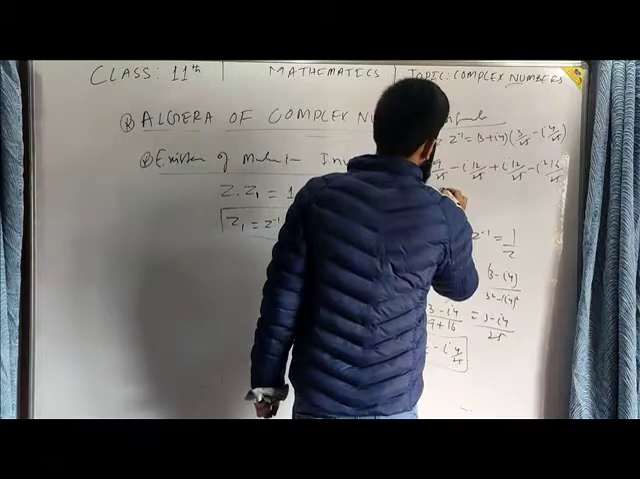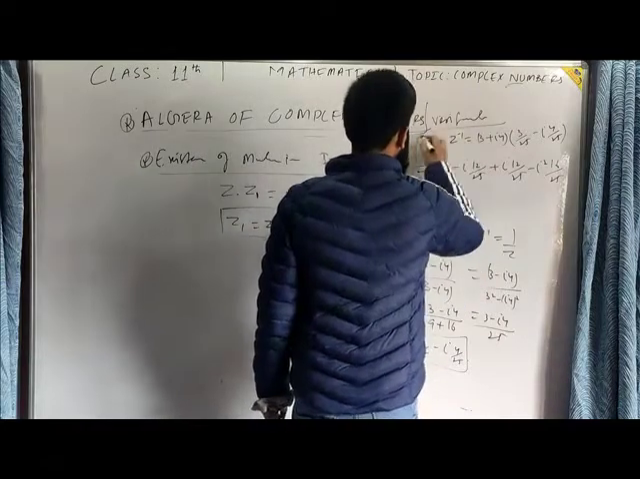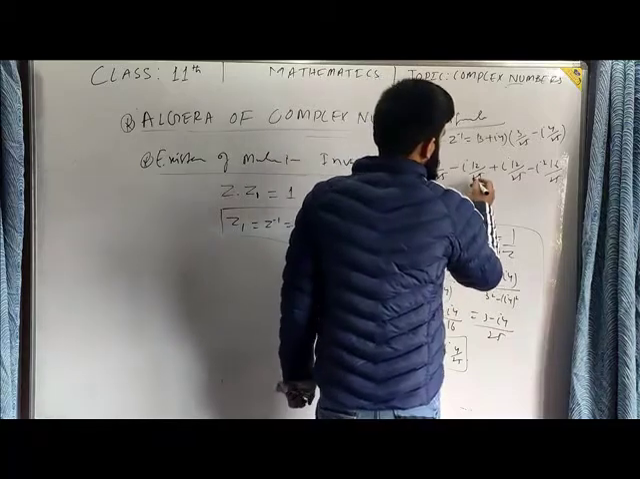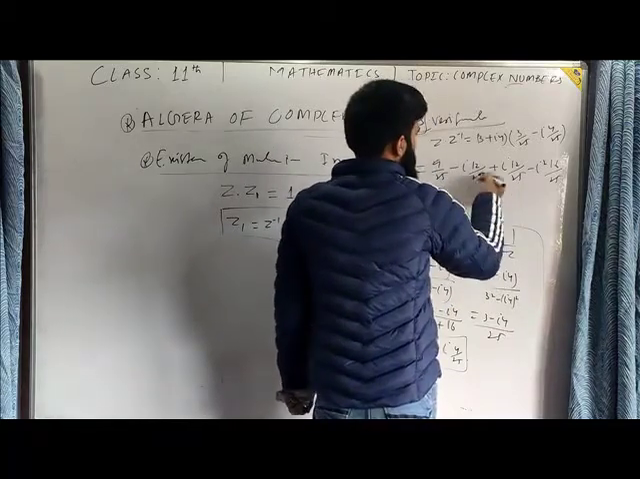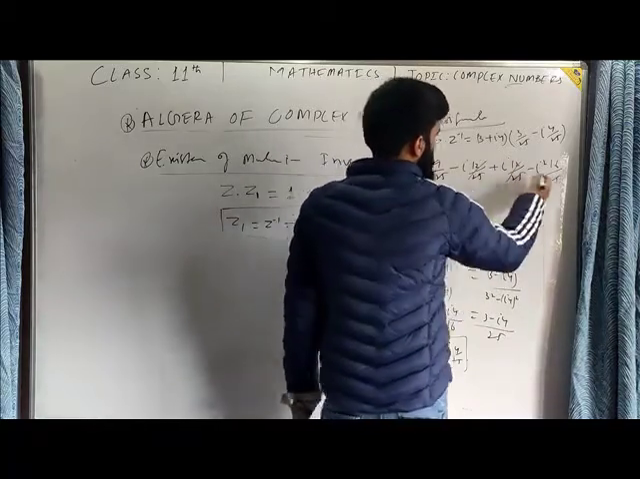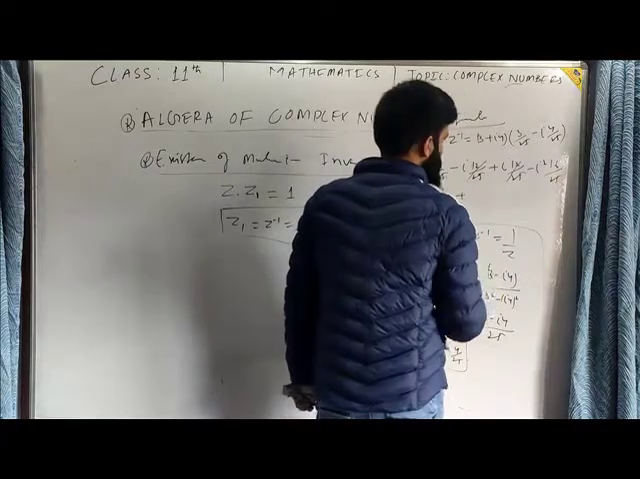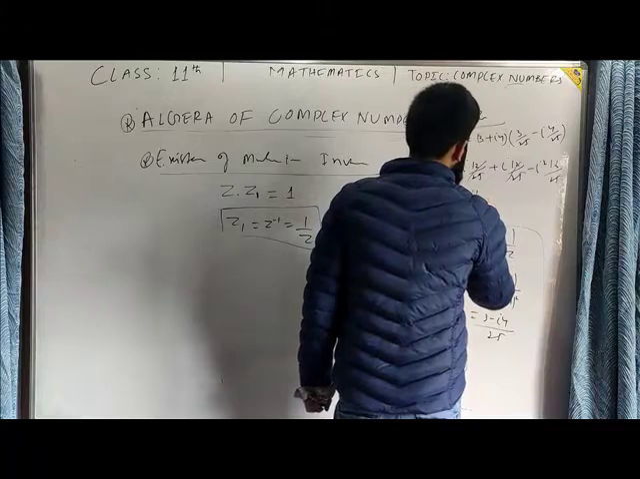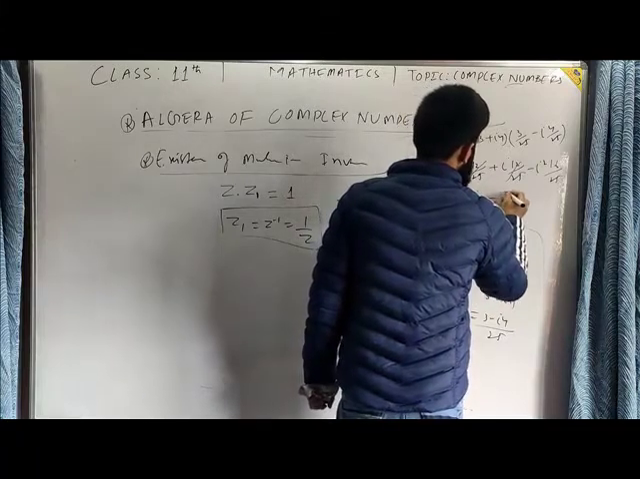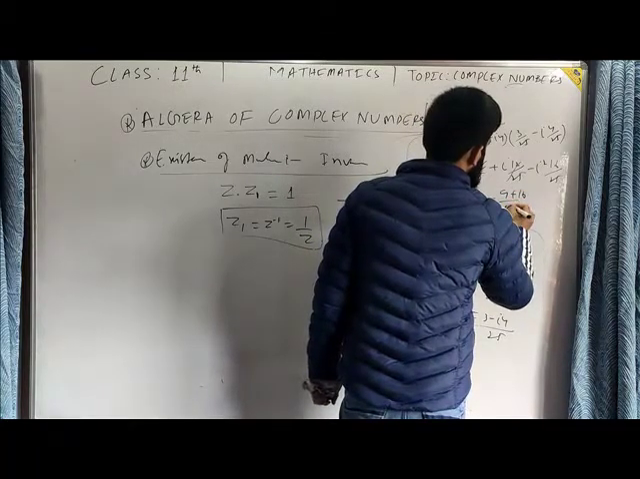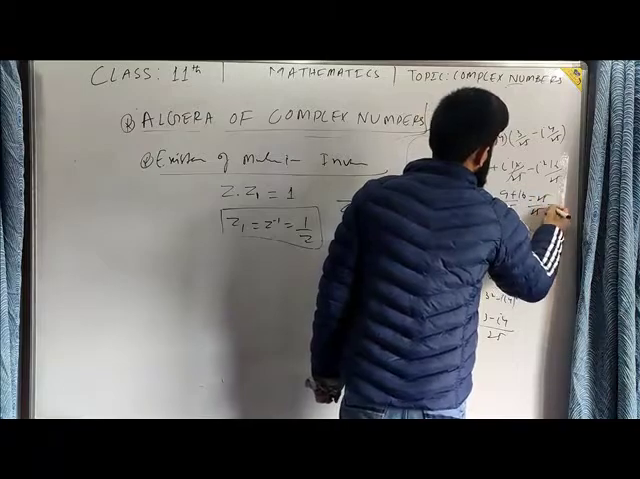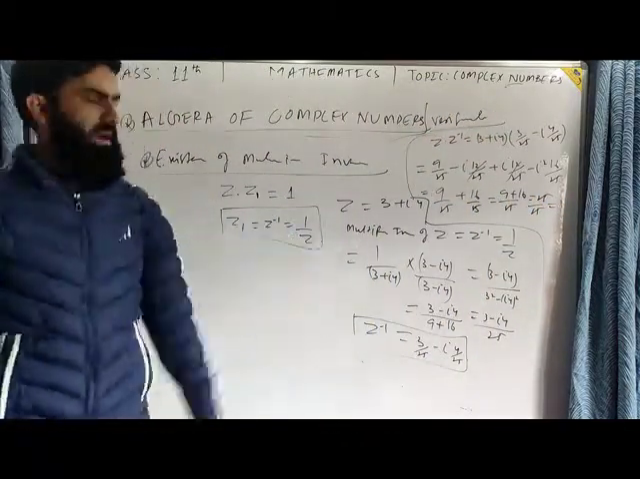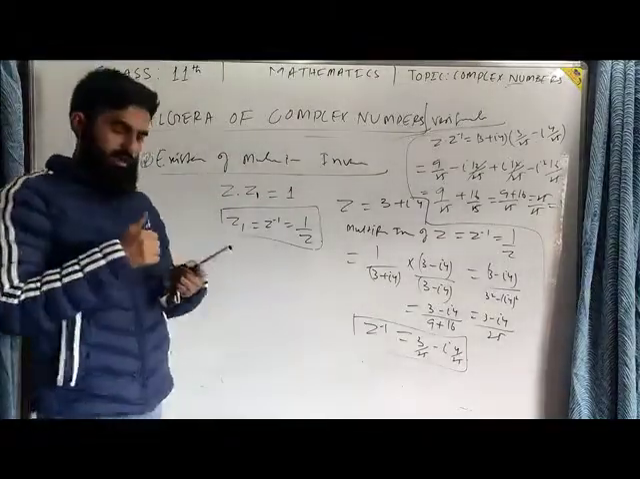You will get 9 upon 25, like this. This is the proof running over here. This 12 upon 25 minus iota plus iota cancels out. This iota square is minus 1, and minus times minus will be plus, so 16 upon 25. What you will get is 9 plus 16 upon 25, so you will get 25 upon 25, which is equal to 1. So that is the proof over here. This is the existence of a multiplicative inverse. So we talked about that today.